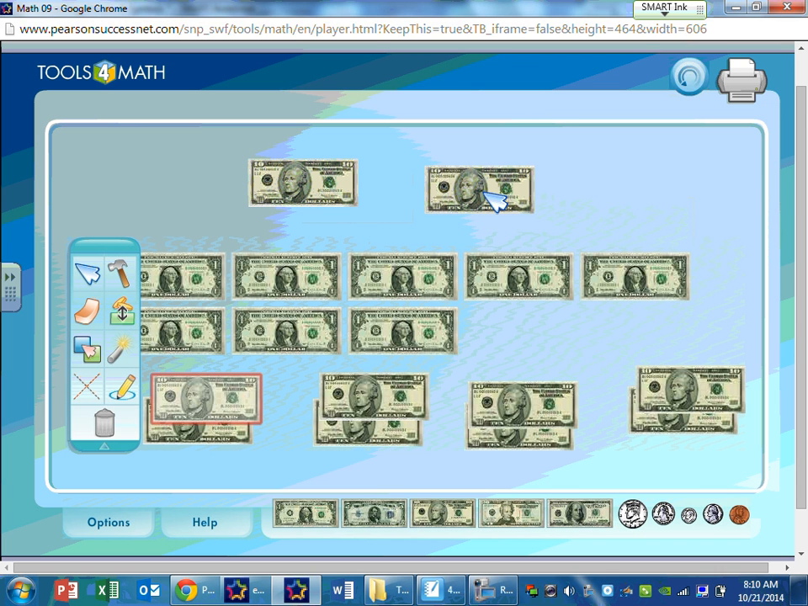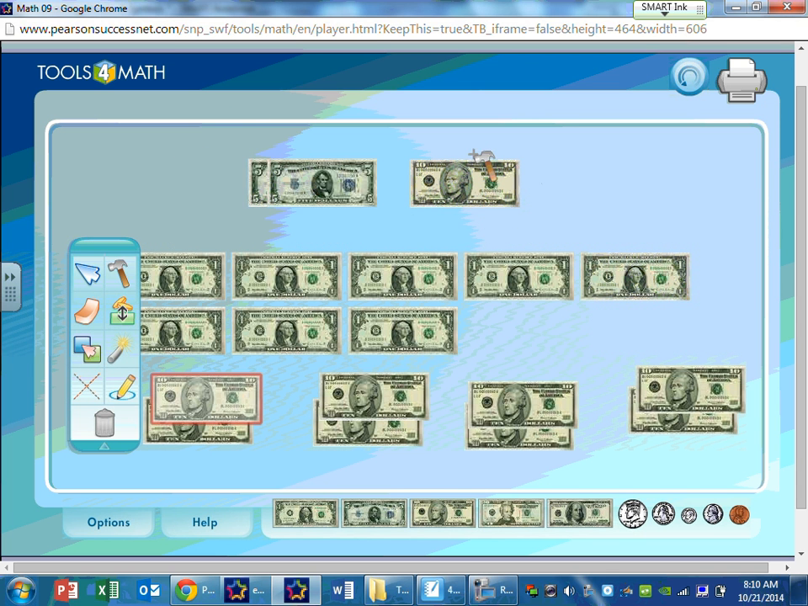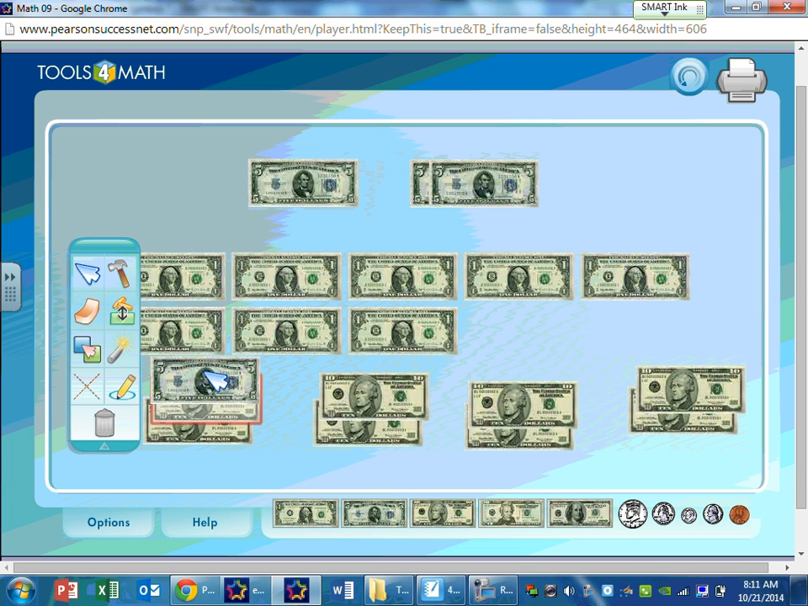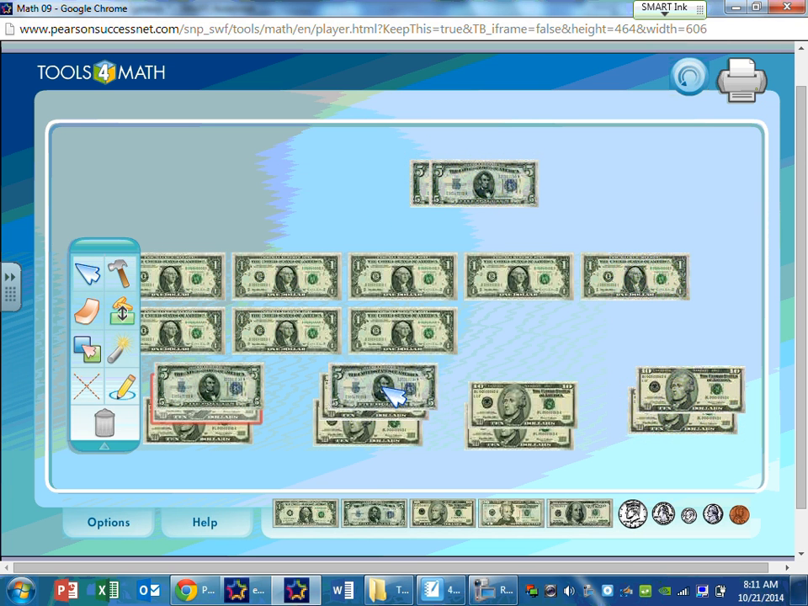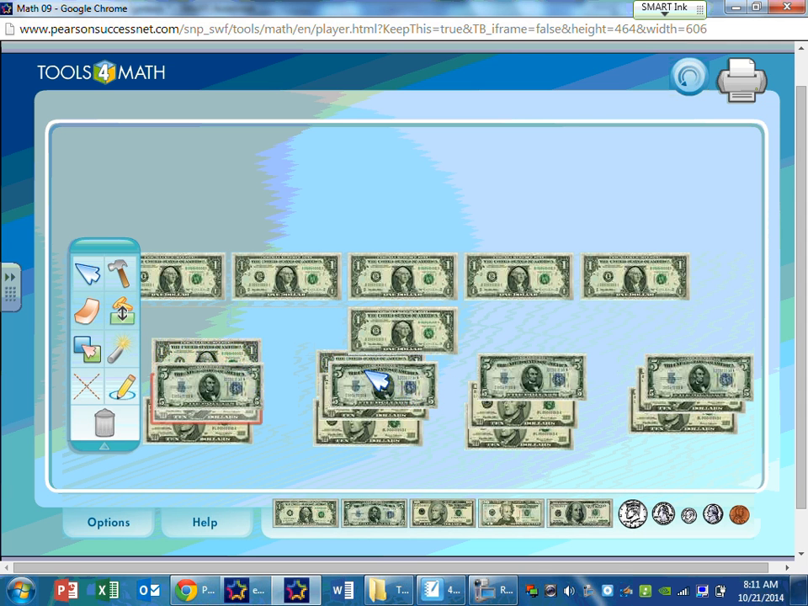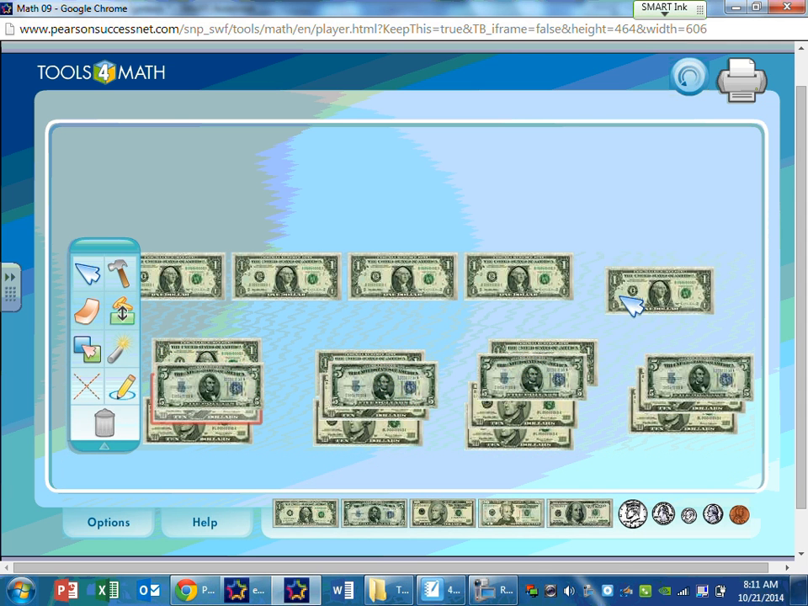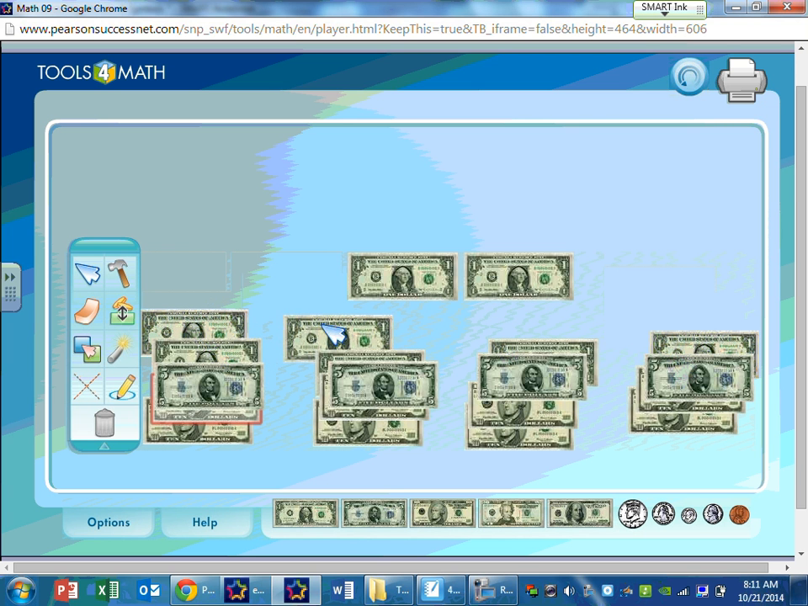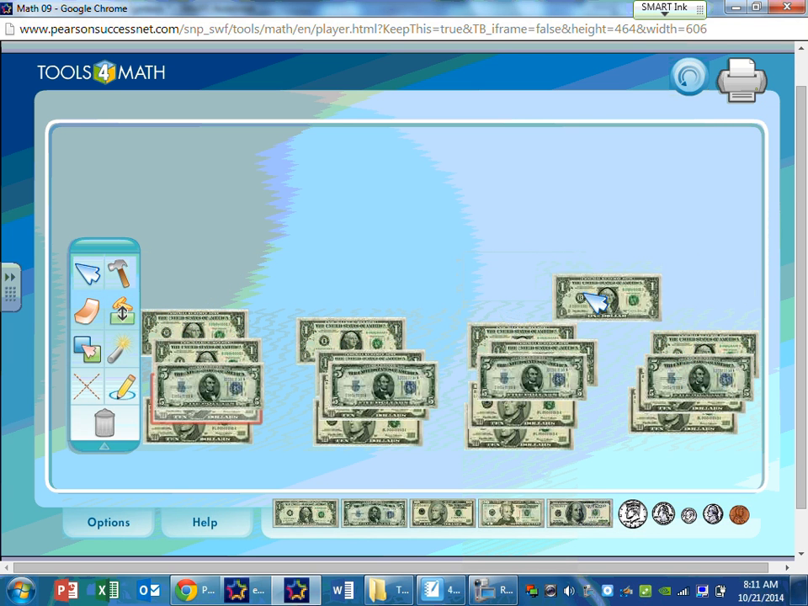Okay, well now I'm down to my 2 tens. I can't divide those evenly between 4 people, so I'm going to exchange those. Oh, and now I have 4 5s, which works perfectly. 1, 2, 3, 4. Okay, now I'm going to start distributing my 1s. 1, 2, 3, 4.